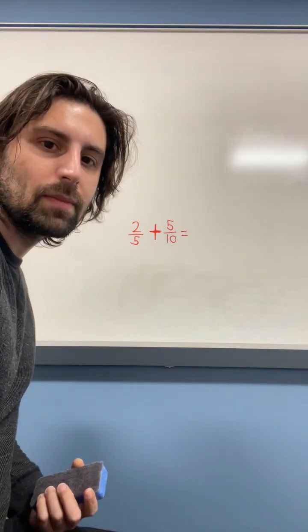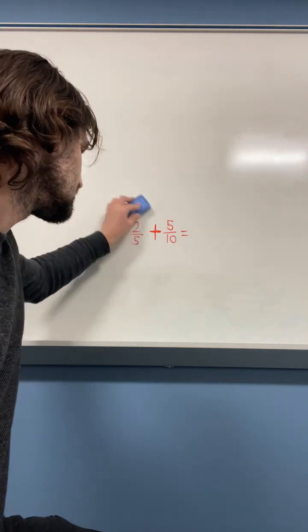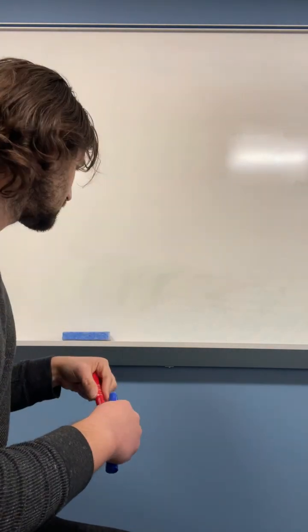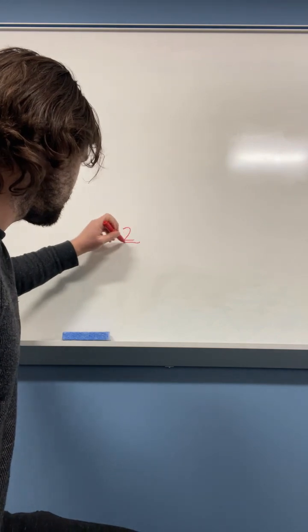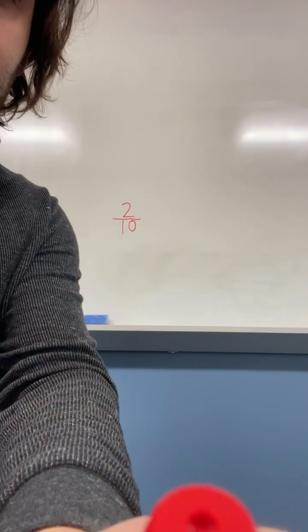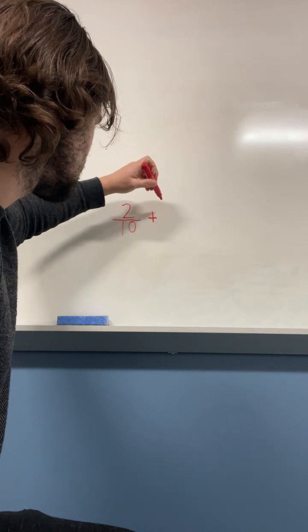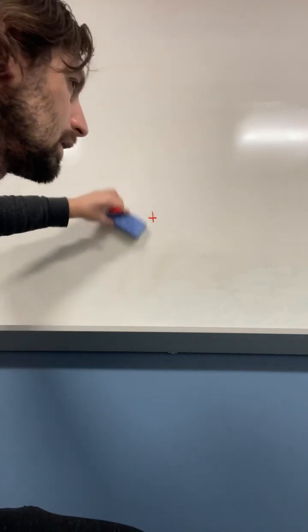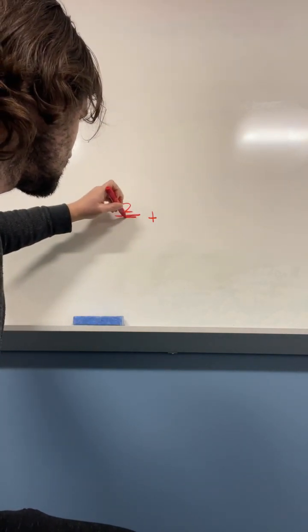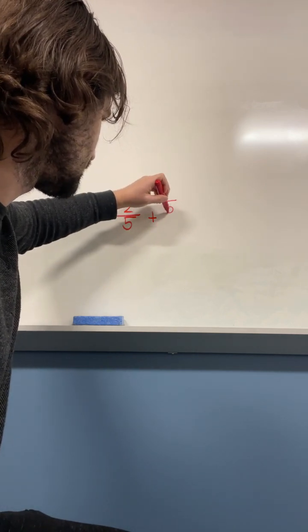So this video is going to be on adding fractions with unlike denominators. I'm going to rewrite the fraction because I want it to be a little bit bigger so all of you can see it. 2/5 plus 5/10.